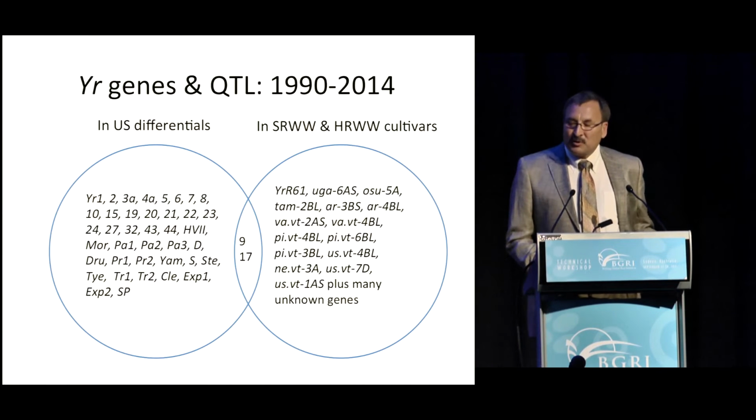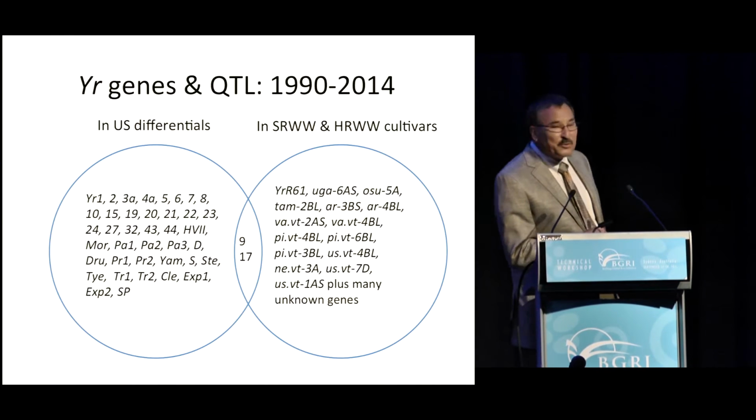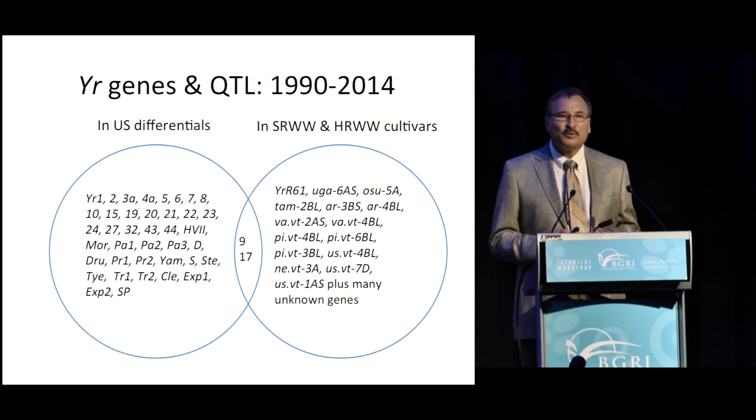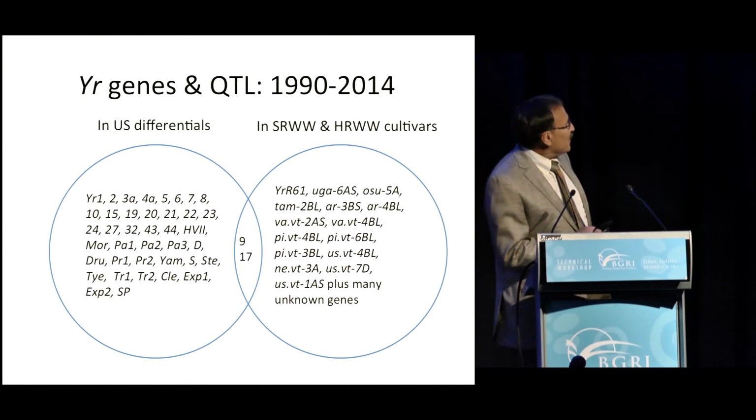Now the stripe rust genes in the left circle represent the known genes that are in the current and the previous standard sets of US stripe rust differentials. The genes and QTL in the right circle represent those that are known to be in soft red winter wheat and hard red winter wheat cultivars. There's only 2 genes that overlap between the 2 groups. And the reason that we have these 2 genes is that the breeders were interested in incorporating leaf rust resistance associated with the pleiotropic genes LR26 and LR37. So if you're using these genes to identify races, it's not going to provide very useful information on what's happening over here.